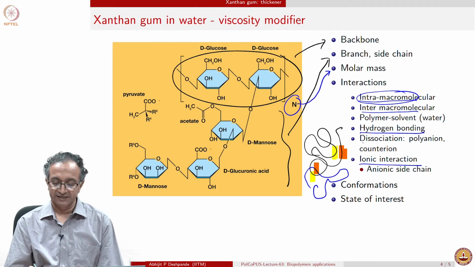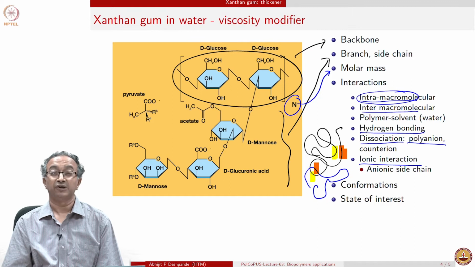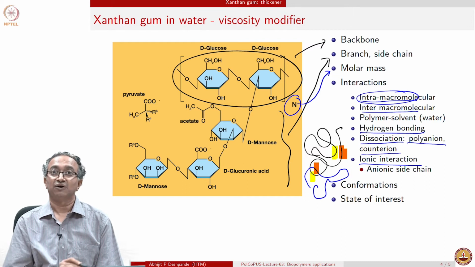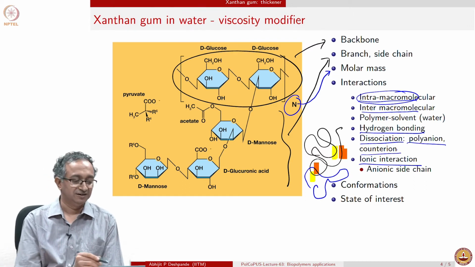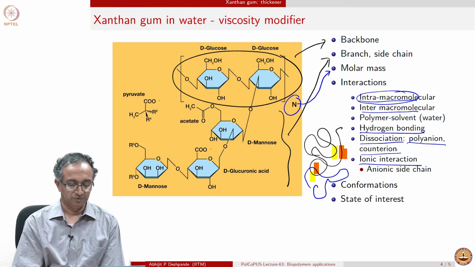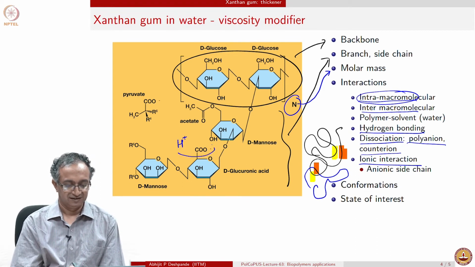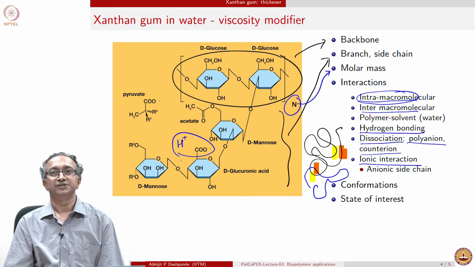The other important thing that we have spoken about is dissociation to lead to a polyanion, where the polymer chain itself has negative groups, and there is of course the counter ion. The counter ion is not drawn in this picture, but I am sure those of you who have been following the lecture will immediately spot that this is the COOH group, which leads to this polymer chain being polyelectrolytic or ionic.